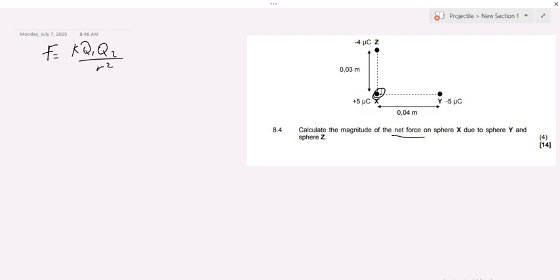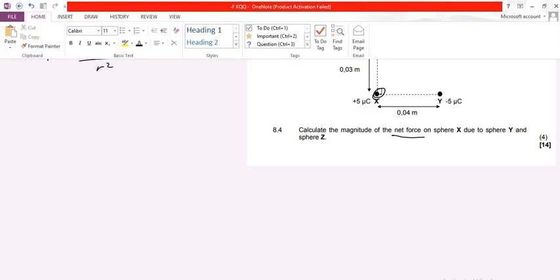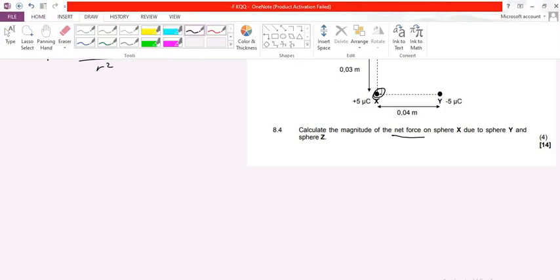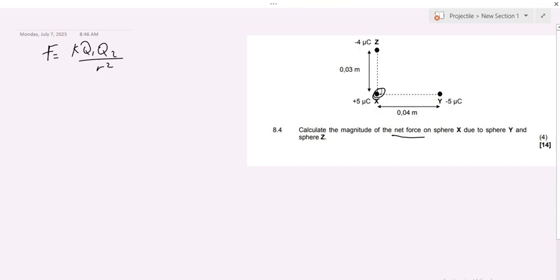So let's say we focus here on sphere X, our focal point here. Let's draw our likely vector diagram here, or it could be a free body diagram. Let's just do a free body.